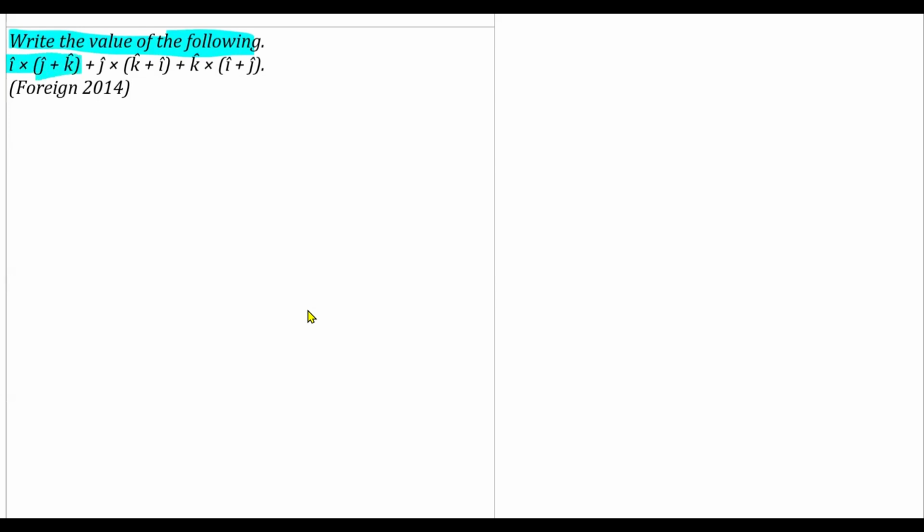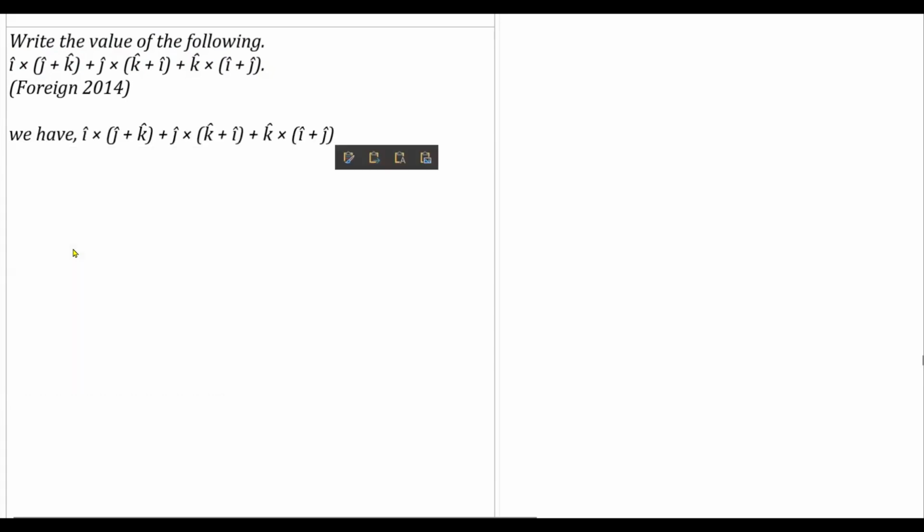In the next question, it says write the value of the following, which is i cross j plus k plus j cross i plus k and plus k cross i plus j. Now let's begin with what we have first.